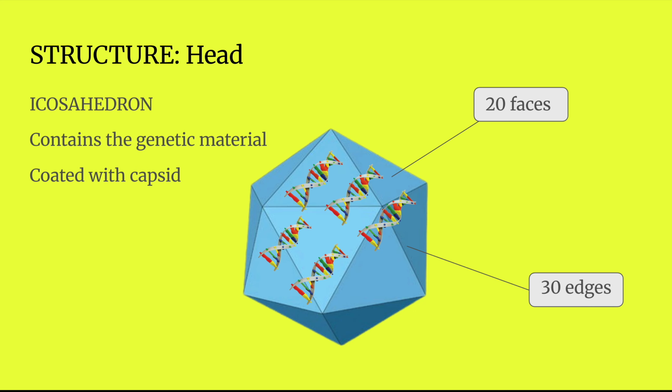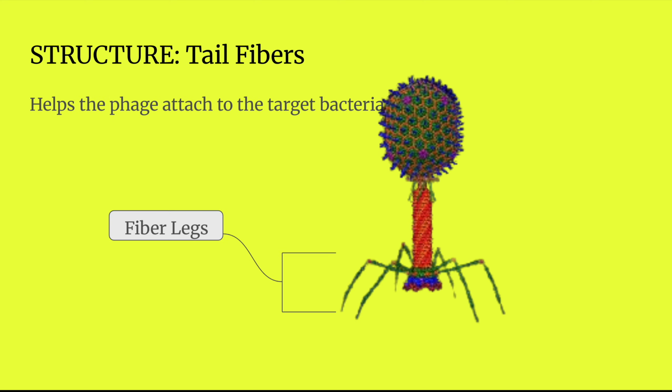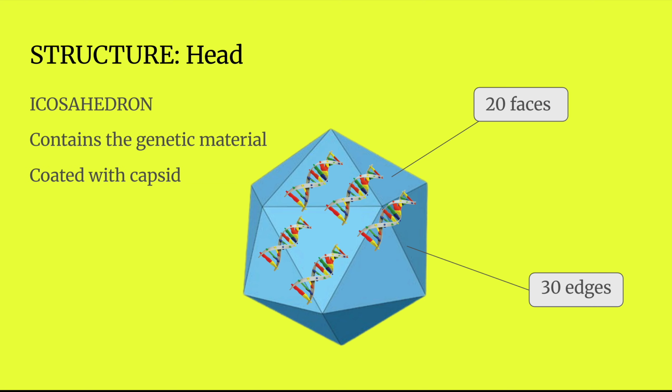So the big structure of the bacteriophage consists of three big parts: the head, tail, and the tail fibers. The head is the shape of an icosahedron, which is a 20-faced, 30-edged dice. And inside the head, the genetic material, the DNA, is contained, and the head is coated with capsid, which is a protein coat that protects the genetic material inside the head.